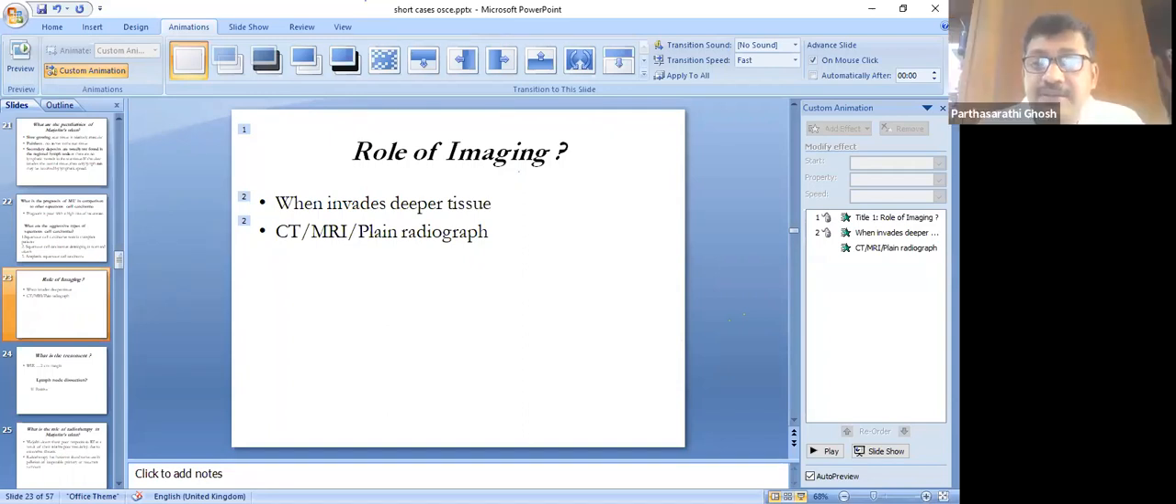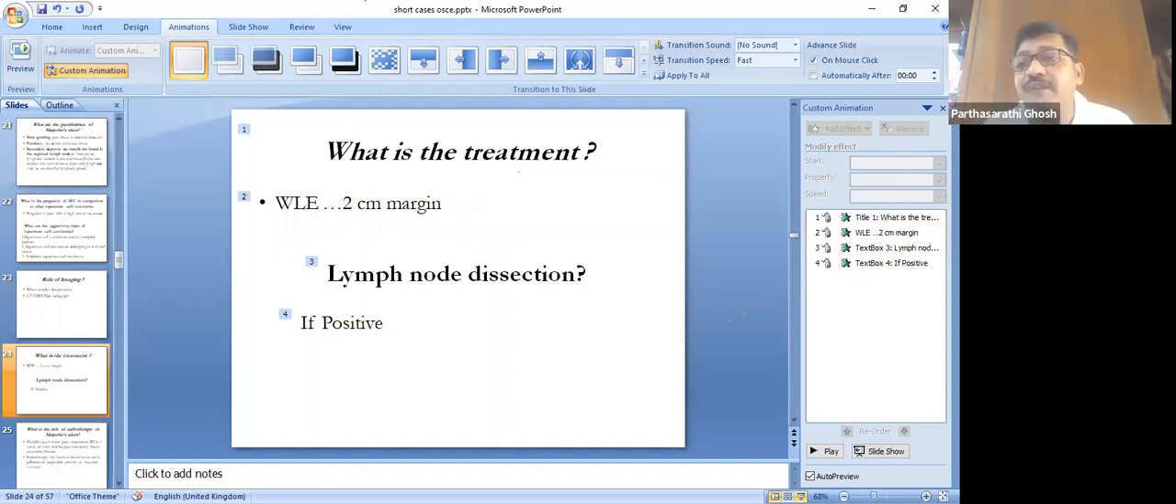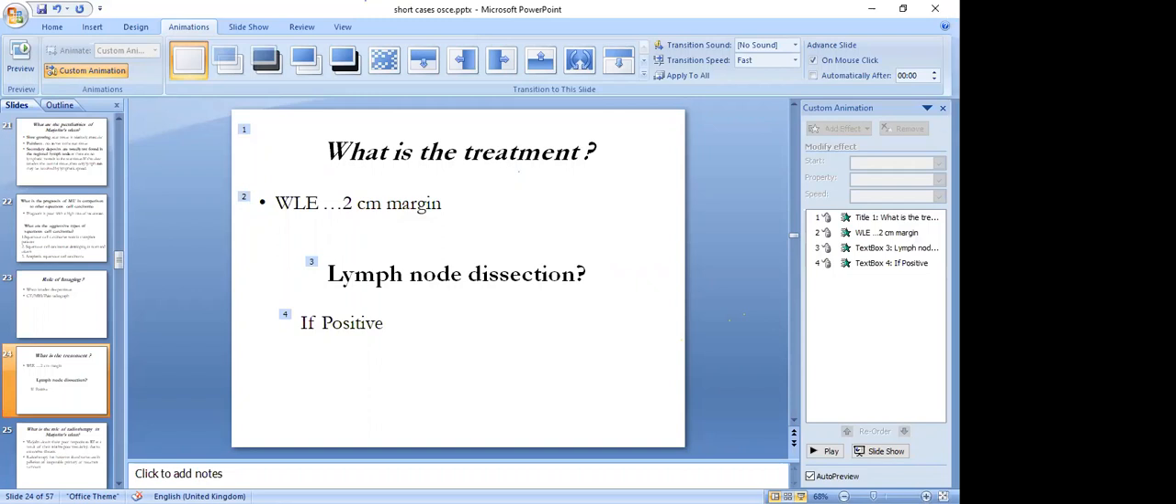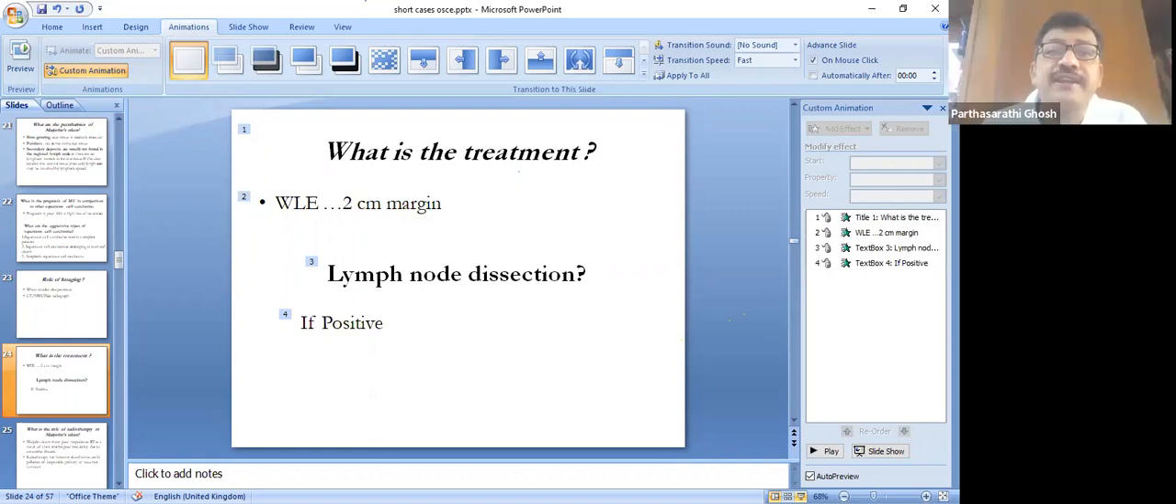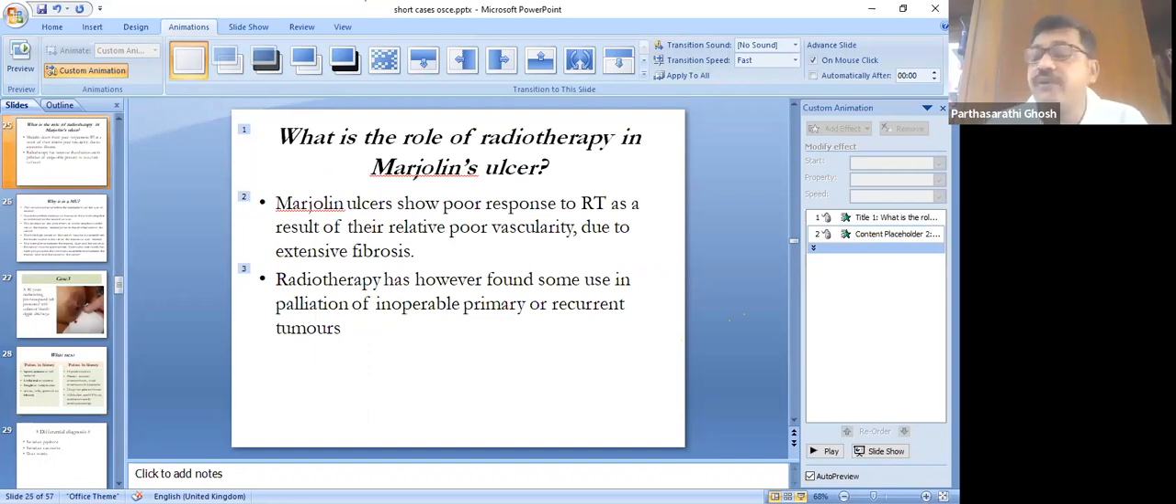So actually, as it is more aggressive, you have to take a 2 centimeter margin in case of marginal ulcer. In case of squamous cell carcinoma, we generally take a 1 centimeter margin. Okay. So what about lymph node dissection? If positive, then we will go for lymph node dissection. Yes. Otherwise, there is no role of prophylactic lymph node dissection.